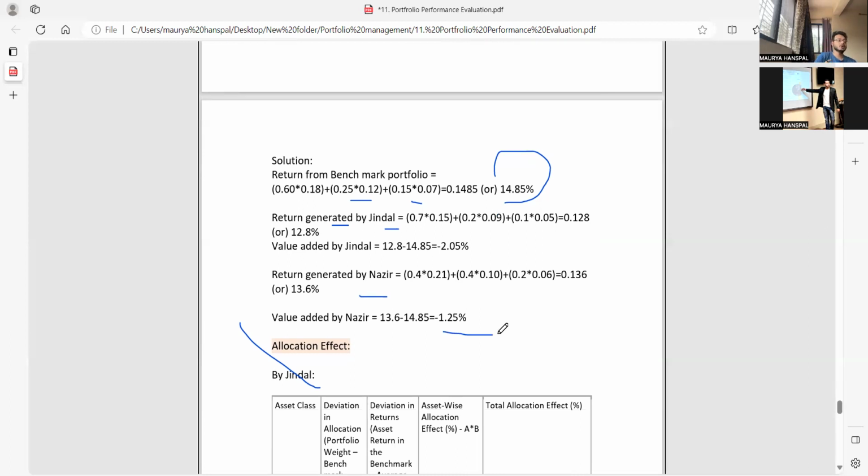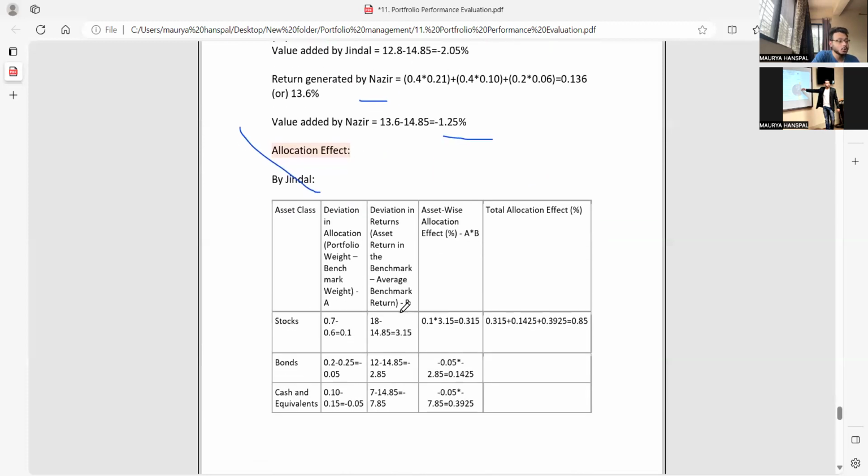In this way, we can get to know about the underperformance and the outperformance of the portfolio over the benchmark. Now here you have this allocation effect. How to calculate the allocation effect is nothing but the deviation: the portfolio weight minus the benchmark weight. If we talk about Jindal only, in Jindal's portfolio the weight of stocks is 0.7, but in the benchmark the weight of stocks is 0.6.